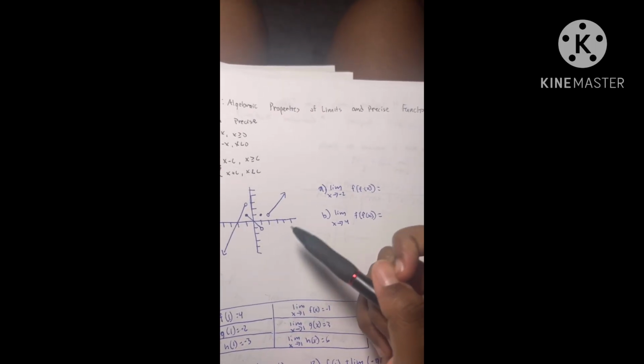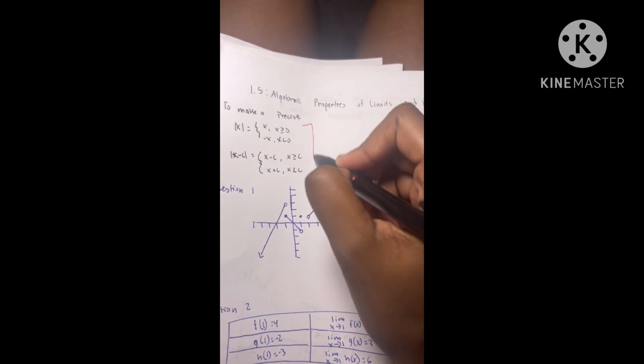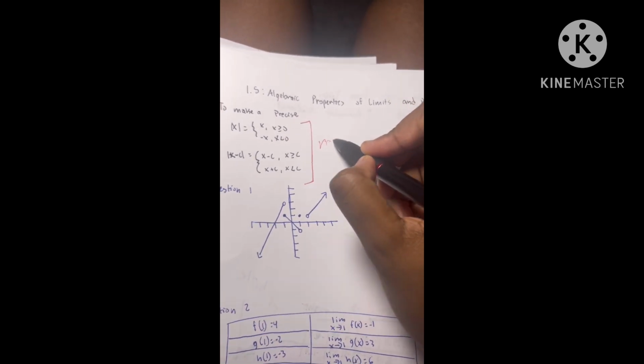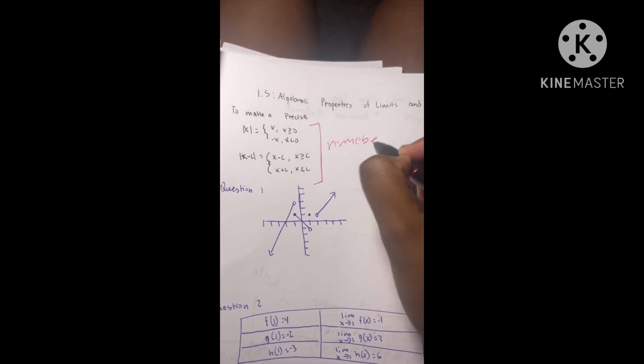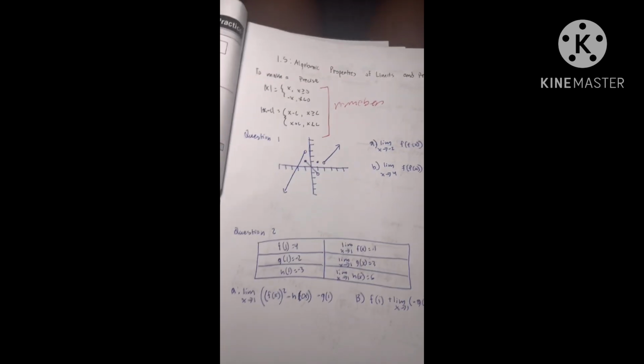Hi guys, we're going to be doing 1.5, algebraic properties of limits and piecewise functions. I'm going to start off by saying that to make your piecewise functions, even if you don't get it, this is something you have to remember. It's like a format to making them. Okay, let's get into our lesson.